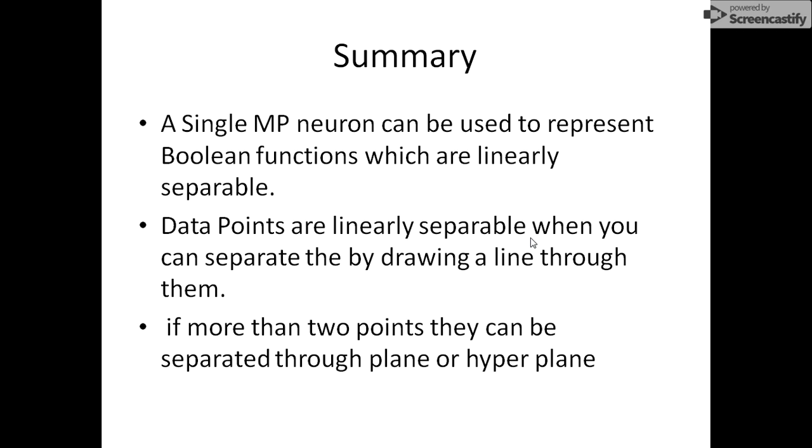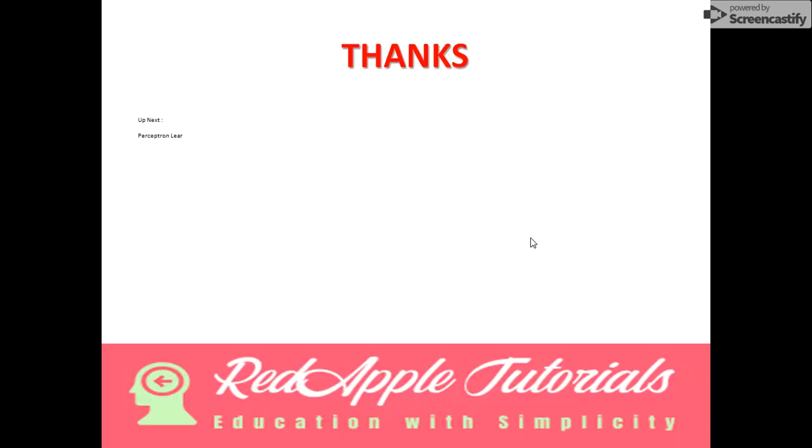So guys, we have discussed all about the MP neuron, or McCulloch-Pitts neuron. Later on, because of some drawbacks of this one, which we will discuss in the next video, we have to move on to another concept of neural networks called the perceptron, and we are going to discuss that in the next video.